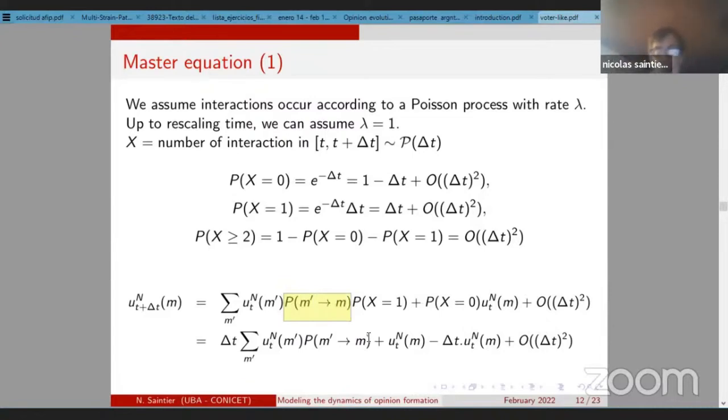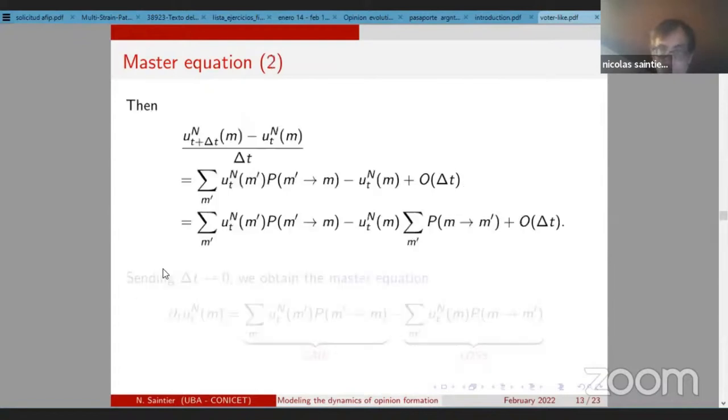Okay, so now I will pass this term to the left, sorry, and divide by delta t. So on the left, I got this, which is almost the time derivative of u. And on the right, I got this one, where I put this sum. Just this sum is equal to one, because when I start from some value of the magnetization, it's obvious that I will get to some other value of the magnetization, right?